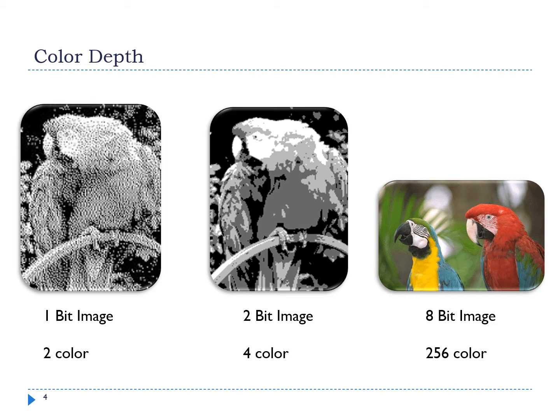1 bit can store 2 colors, which are usually black and white. 2 bits can store 4 colors, and 8 bits can store 2 to the power of 8 colors, which is 256 colors. We can see the difference between a 1 bit image, 2 bits image, and 8 bits image from the figures in the slide.